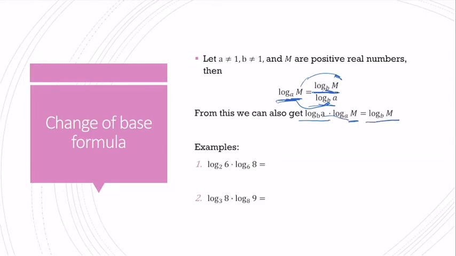So let's look at this example. If I have log base 2 of 6 times log base 6 of 8, that becomes log base 2 of 8, which is 3. If I have log base 3 of 8 times log base 8 of 9, that becomes log base 3 of 9, which is 2.